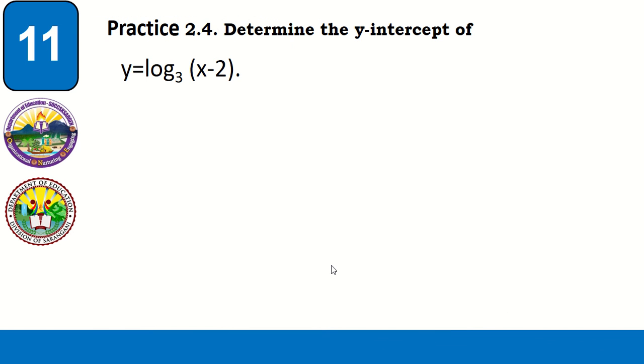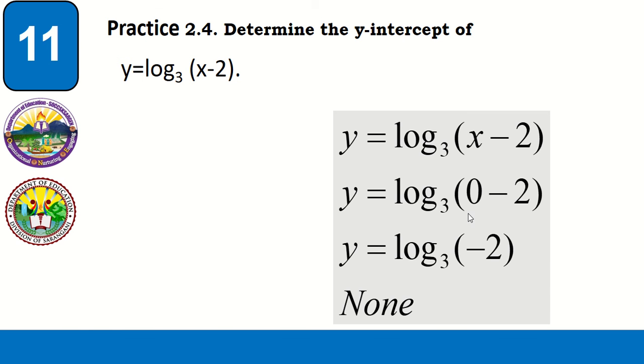How about this? To determine the y-intercept of y equals log of x minus 2 base 3, first, we let the value of x become 0, because the y-intercept is the value of y. That means 0 minus 2. And we know that for the log, the result must be positive. If this is not positive, that is not existing, and there is none.